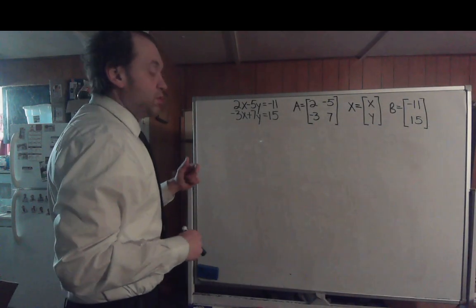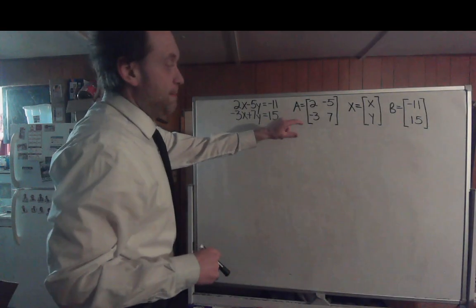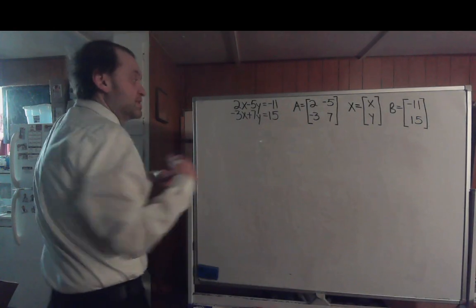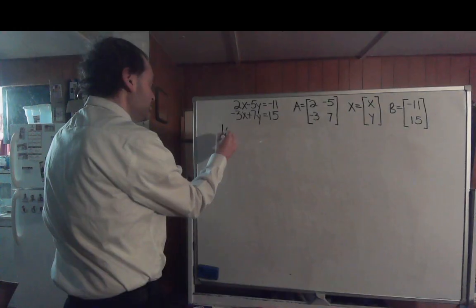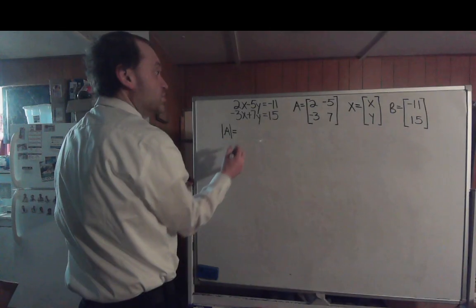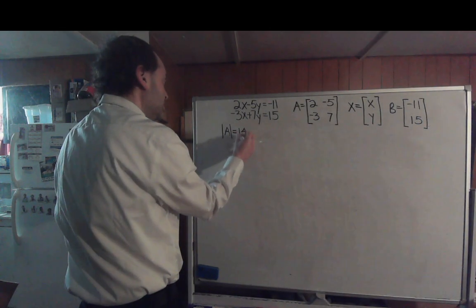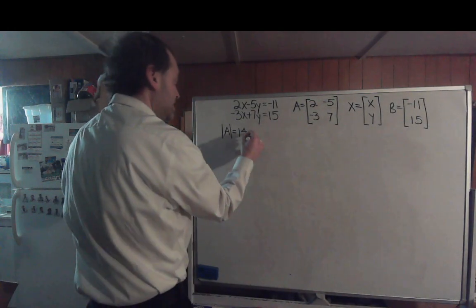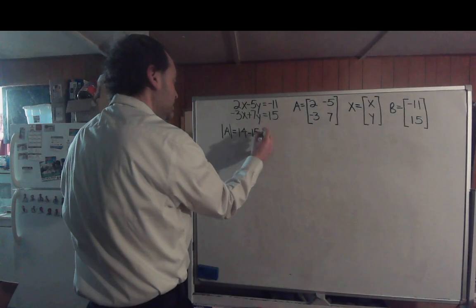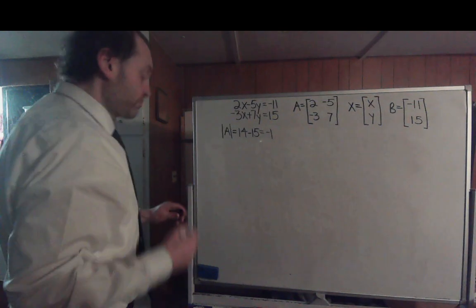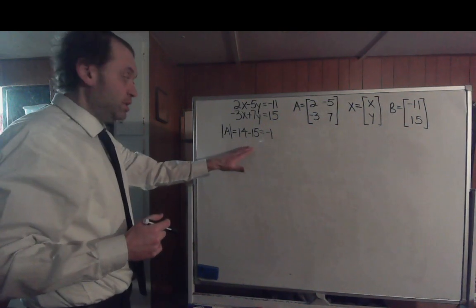Now, first thing we want to do is find the inverse of matrix A, but in order to do that, we need to find the determinant of A. So the determinant of A, in this case, 2 times 7 is going to be 14. Minus negative 5 turns into plus 5 times negative 3. That'd be minus 15, which would give you a determinant of negative 1. Alright, so the determinant's negative 1.